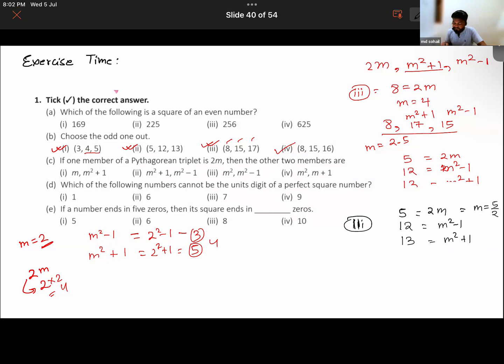All right, guys, let's put the value in this one. m we have taken as 5 upon 2. So 5 upon 2 whole square minus 1. Find it out. Is it equal to 12 or not? And Ahmad, you find this one. Is m square plus 1, that is 5 upon 2 whole square plus 1, equal to 13 or not? Okay, find this one.